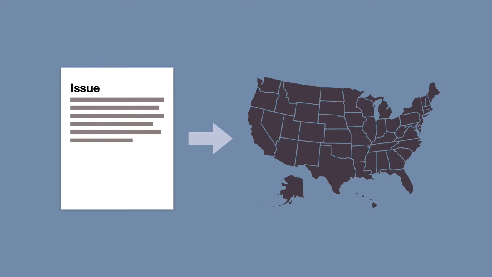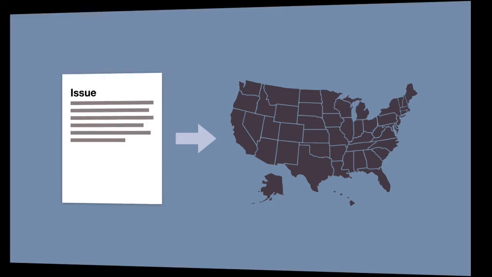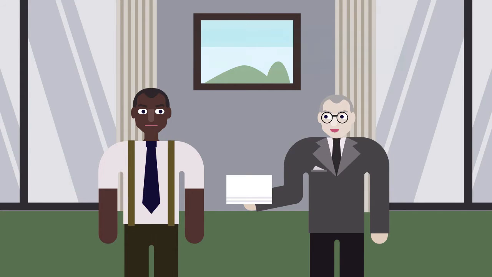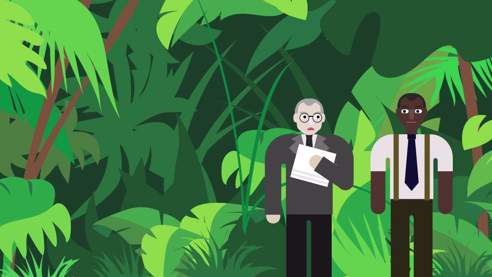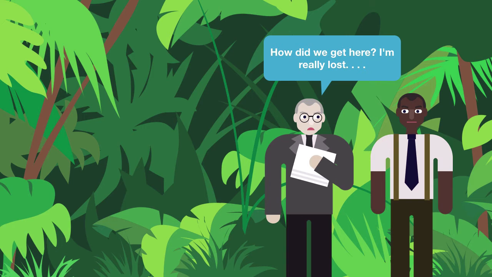For both your clients and your supervisors, the Issues section is a map that highlights your destination. If you set out your issues properly, you'll easily get to where you want to go, and your audience will more easily keep up with you along the way. But if your issues are poorly set out or incomplete, you'll all end up getting lost.